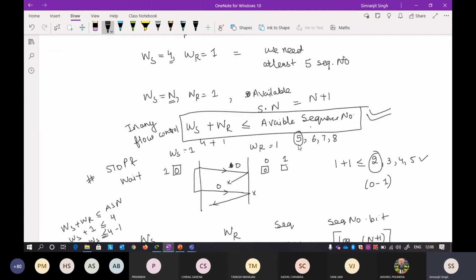So 5 is the minimum sequence number where you can generate maximum utilization. But you can use 6, 7, 8, 9, 10, 11, 12, anything, but by using it you will definitely increase the bit field. So that is why I prefer this one. If you use 6, 7, 8, 9, this is not wrong, that is okay. But always try to use the least sequence number so that you can generate the maximum performance.